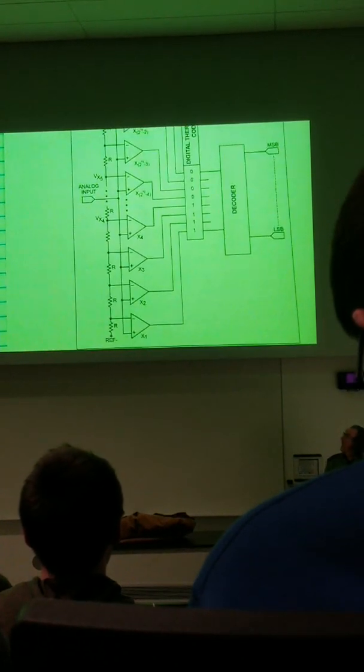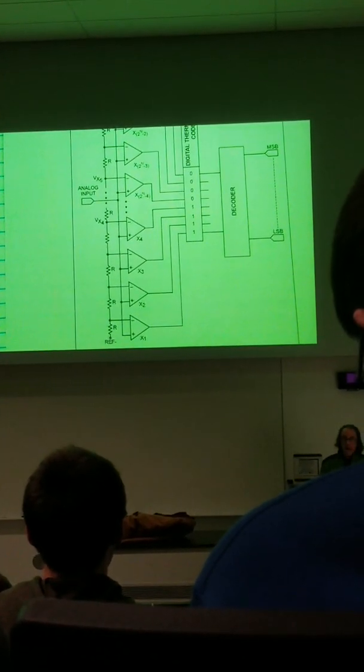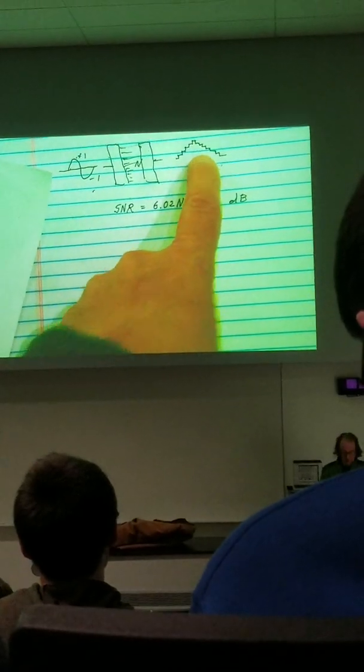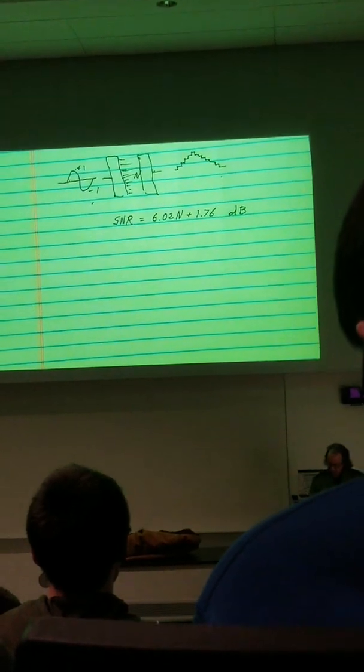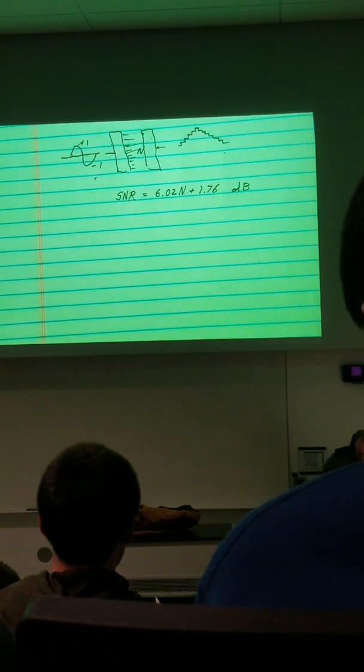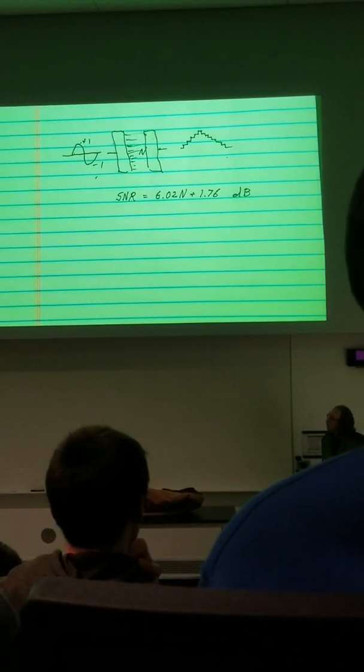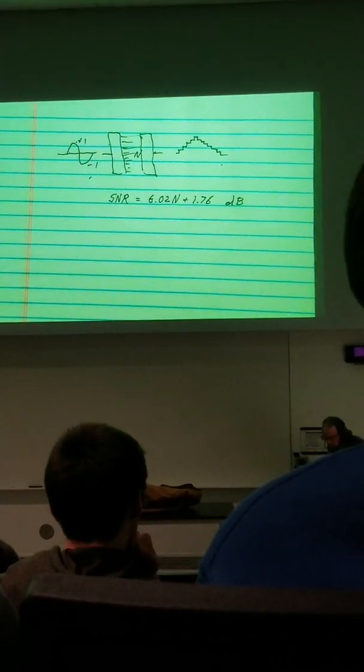So this is a flash A to D, and that formula right there of the signal to noise ratio of the output signal due to this induced quantization noise is valid for that one, as well as a sigma delta A to D converter. So they're all equally noisy in that respect. Quantization is just a fact of life.